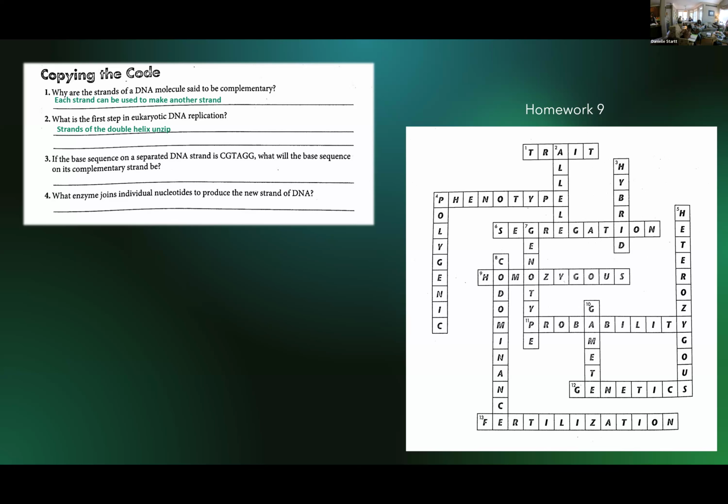Yep. If the base sequence on a separated DNA strand is CGTAGG, what will be the base on its complementary strand? Claire. There you go. And what enzyme joins individual nucleotides to produce a new strand of DNA? Eunice. DNA polymerase. Yes. Okay.